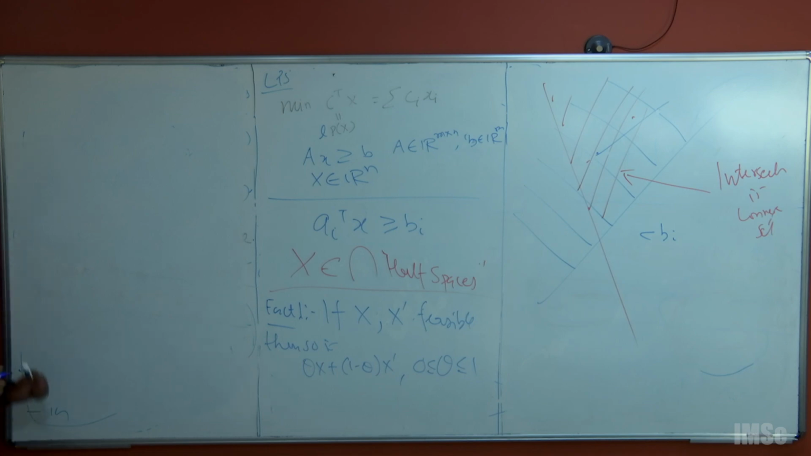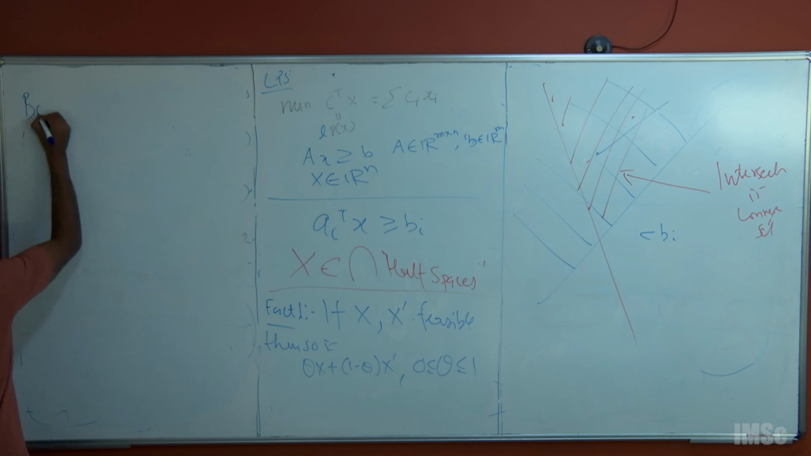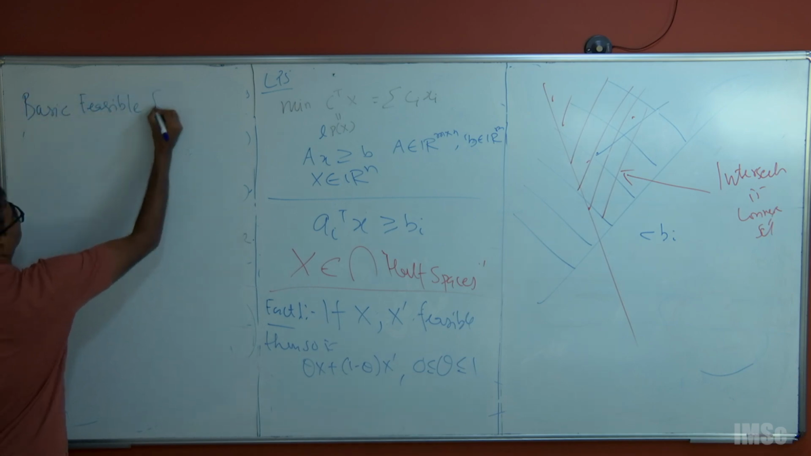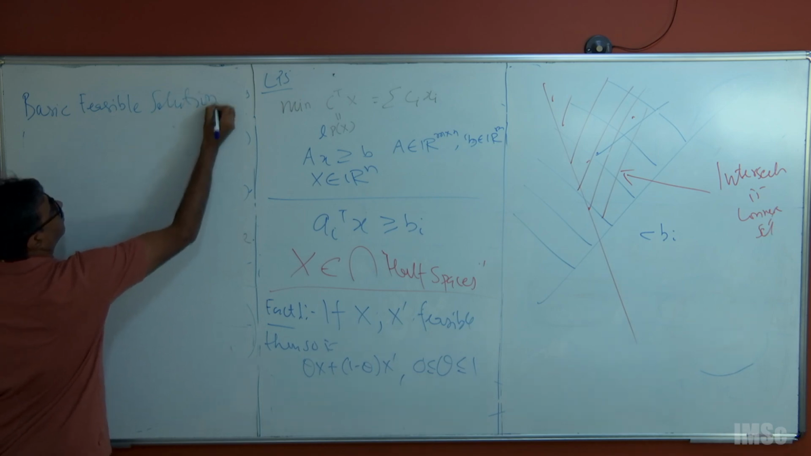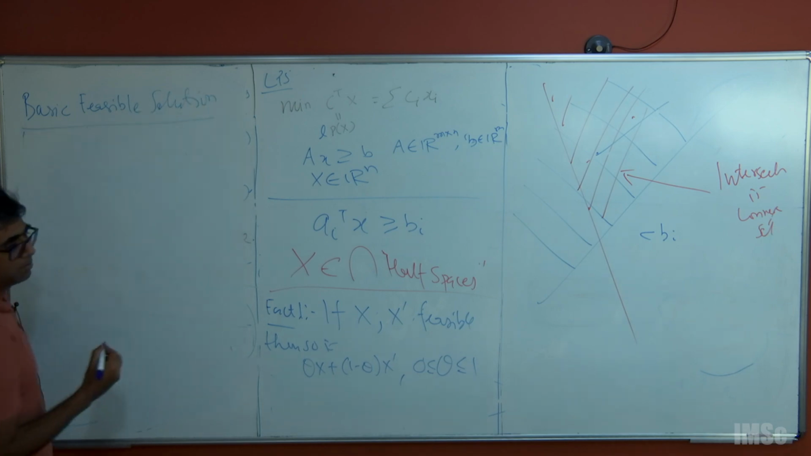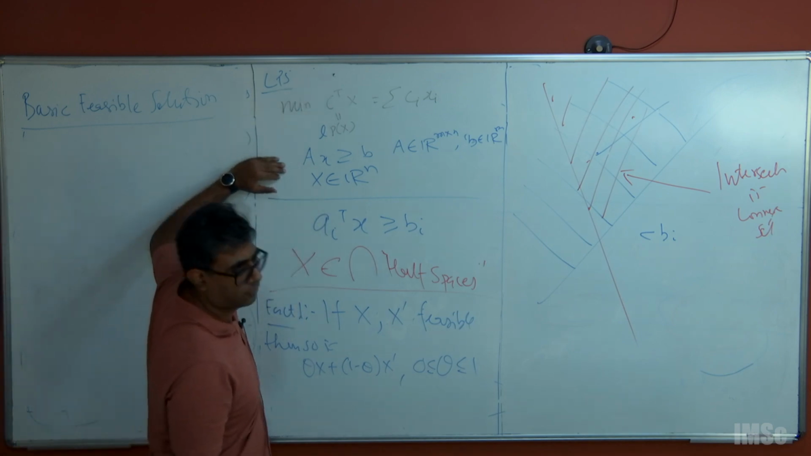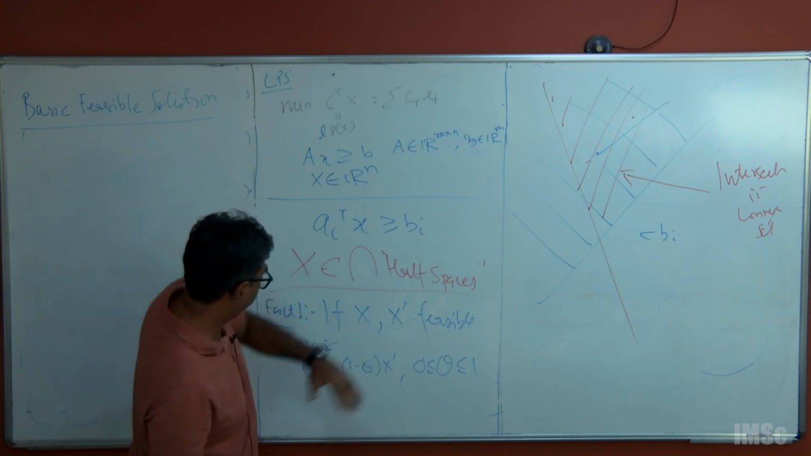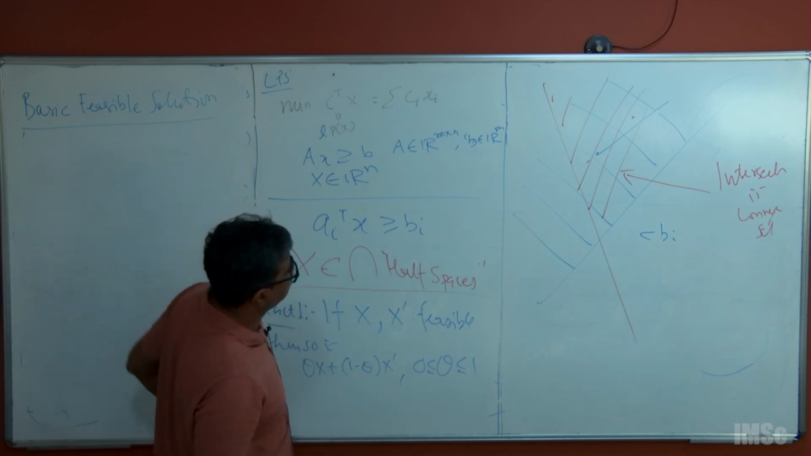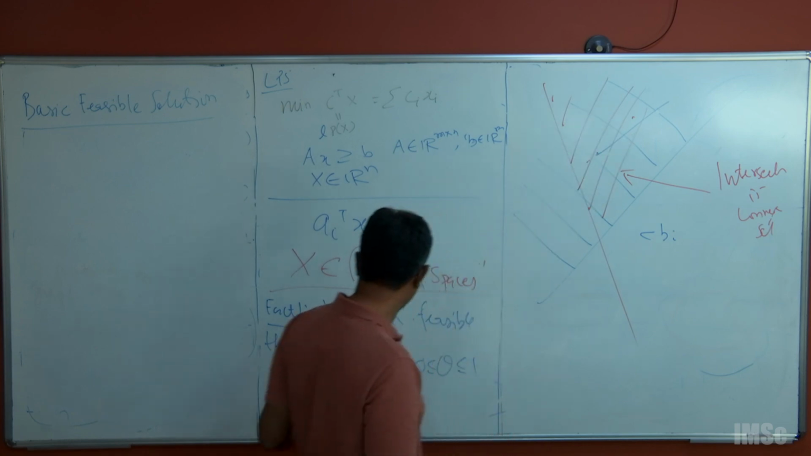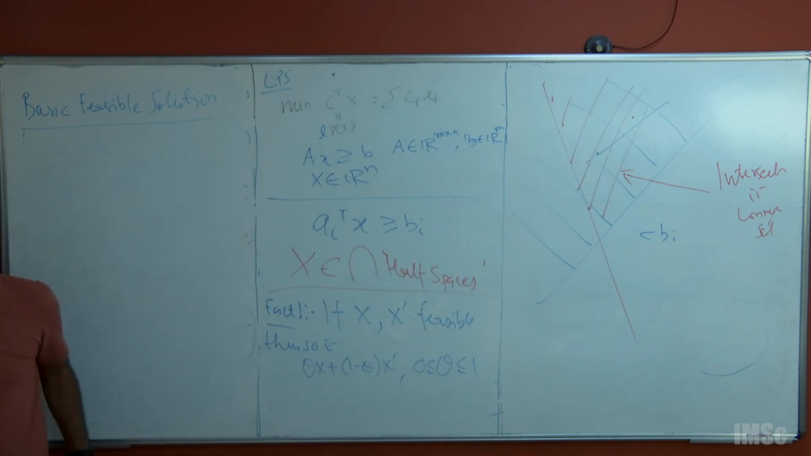Okay, but what I would be more interested in is what is called a basic feasible solution. You understand what feasible solutions are: all those x which satisfy this are called feasible solutions. And we saw that the set of feasible solutions is a convex set because of this property.